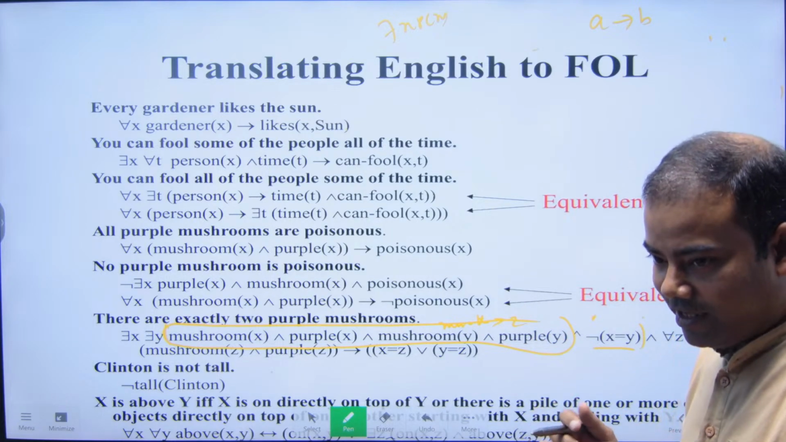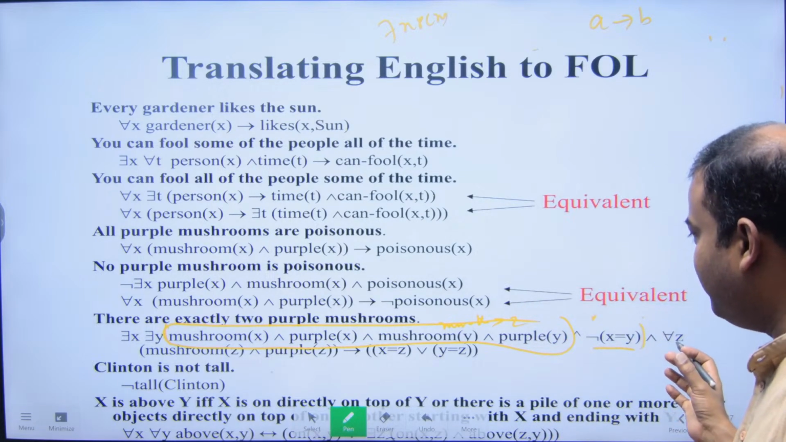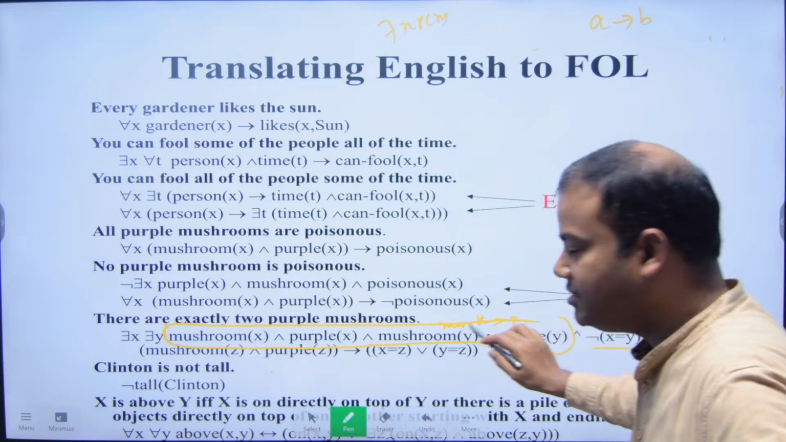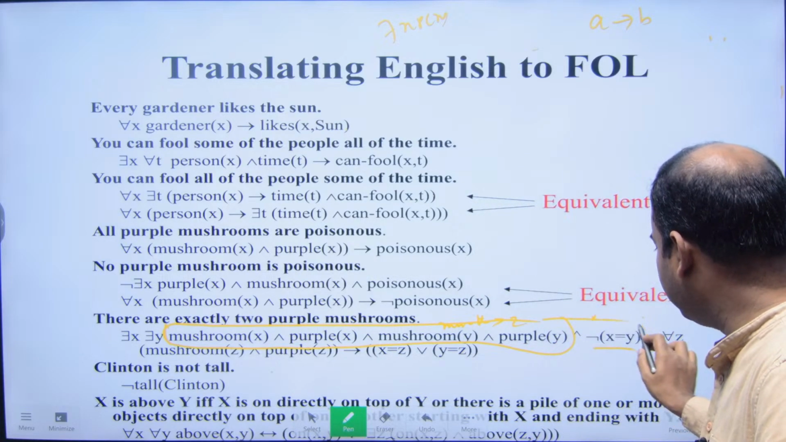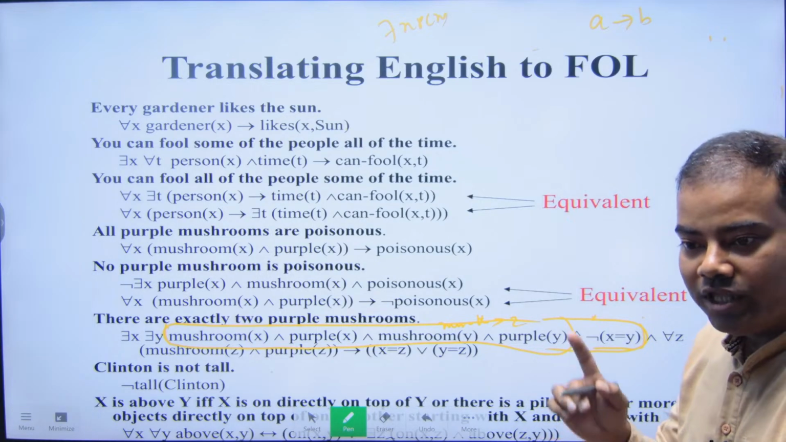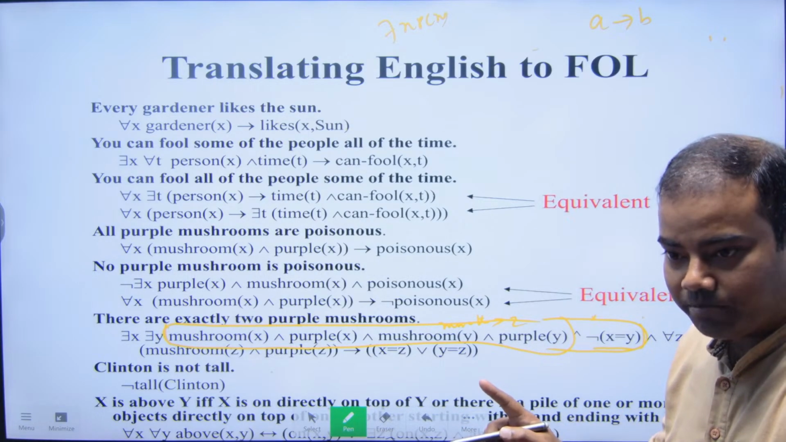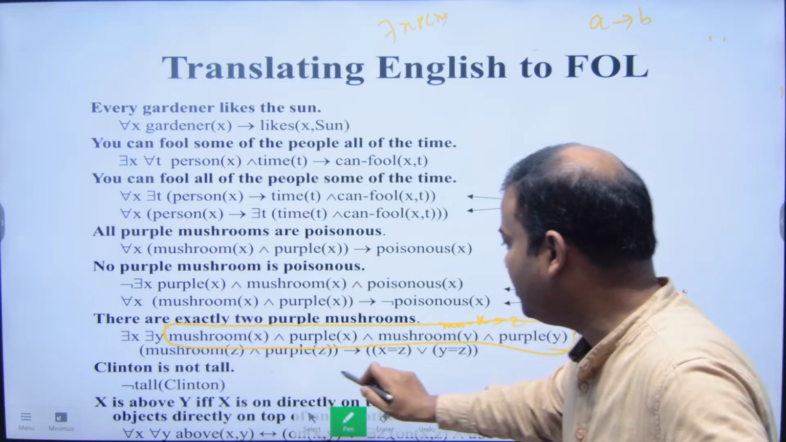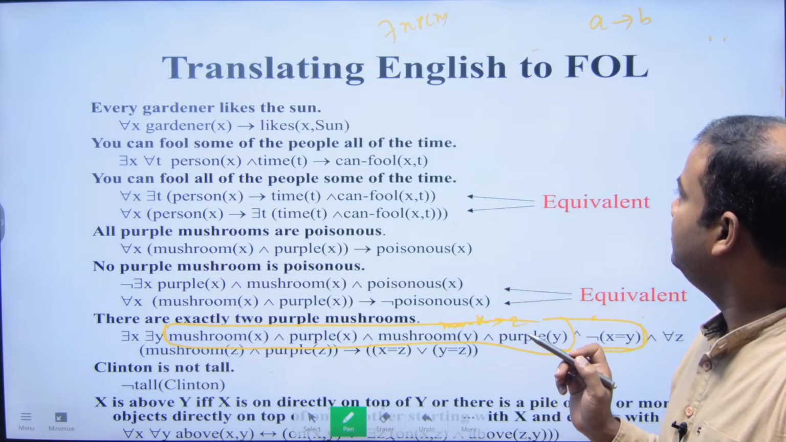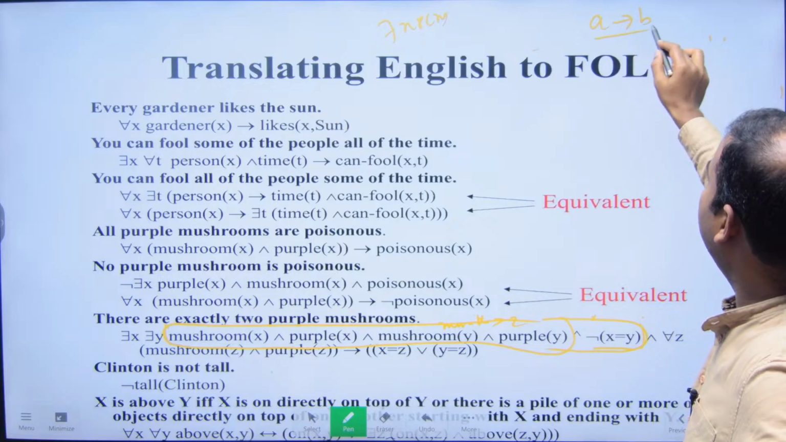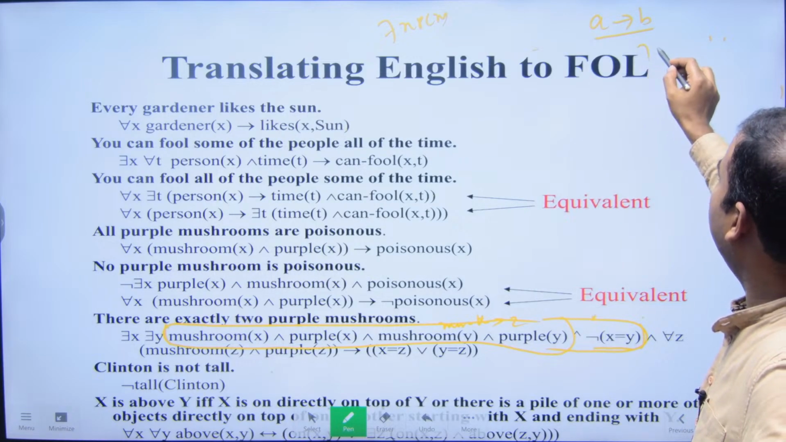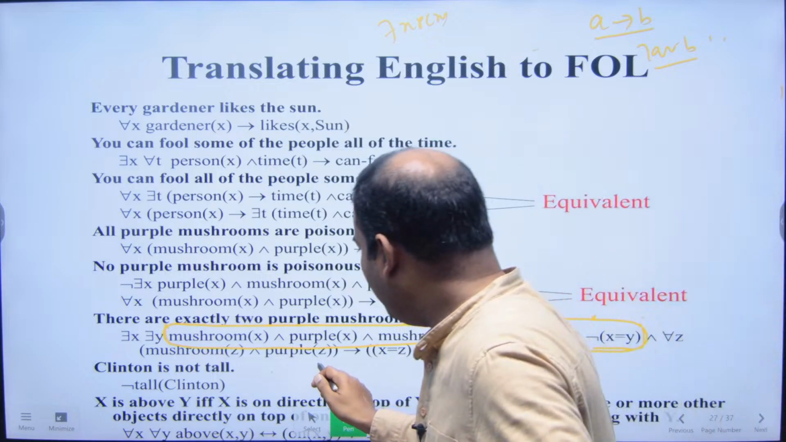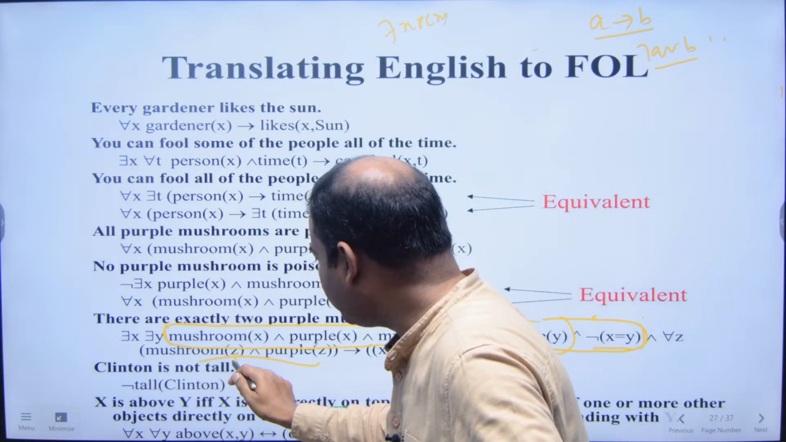Okay, but I just want to think like this way also. This is clear that this is just mushroom, and if you are adding this, it means more than 2 mushrooms, more than 2 purple mushrooms. And if I am writing for all Z this thing, what does this mean? If it is written like this, it means not A or B. This is clear. So it means no purple mushroom exists for the first one.